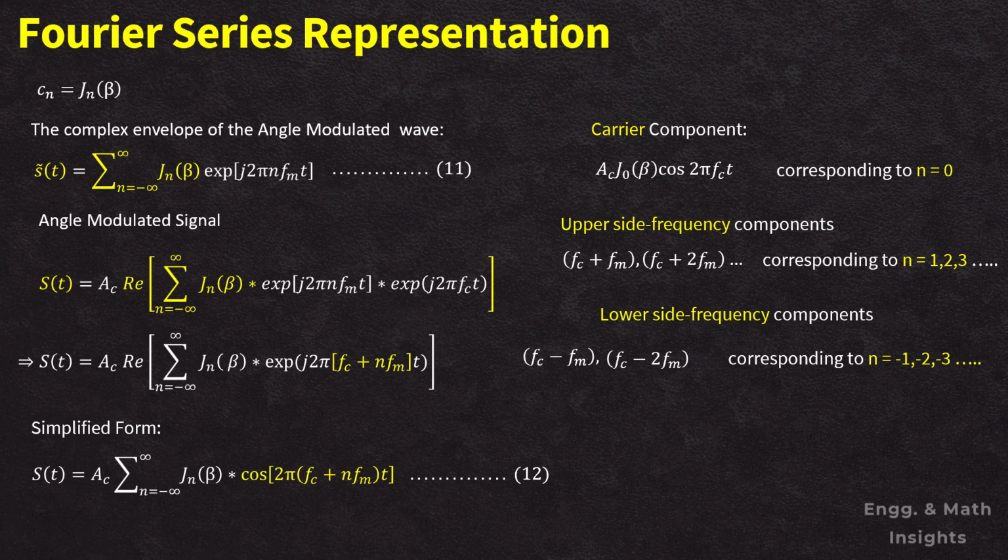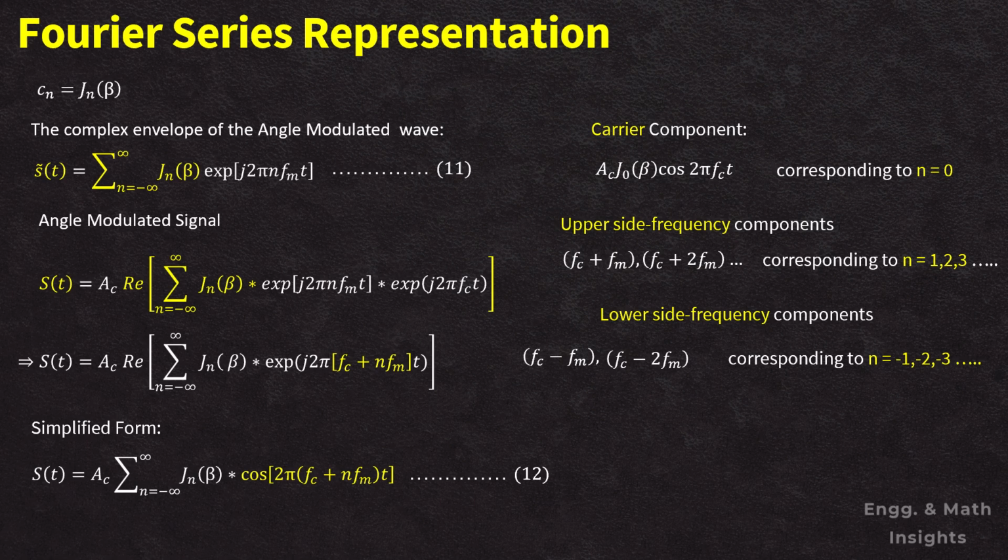Thus, even for the simple case of a single tone modulating signal, the angle modulated signal actually has an infinite number of side frequency components and an infinite bandwidth. However, fortunately, it is possible to define what is called an effective bandwidth, which is finite. This is because for any beta, Jn(beta) tends to 0 as n tends to infinity, making the amplitudes of higher sideband frequency components negligibly small.